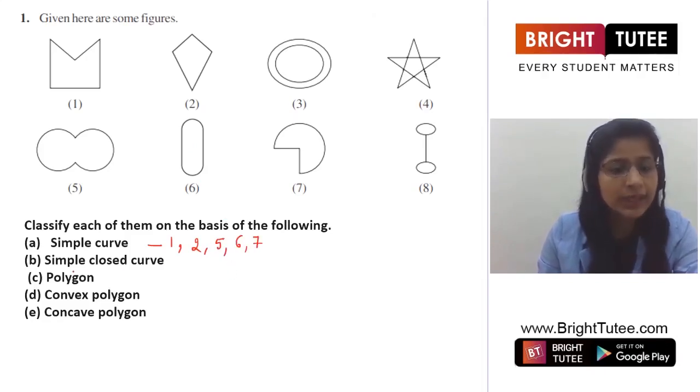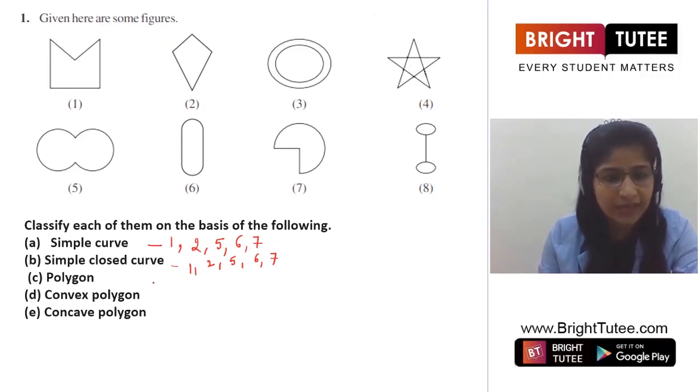Alright, now the next one, simple closed figure. So it should be simple as well as closed. So see, we have first, second, fifth, sixth, and again seventh. So the same figures will be counted as simple closed figures because these are all closed from each end.